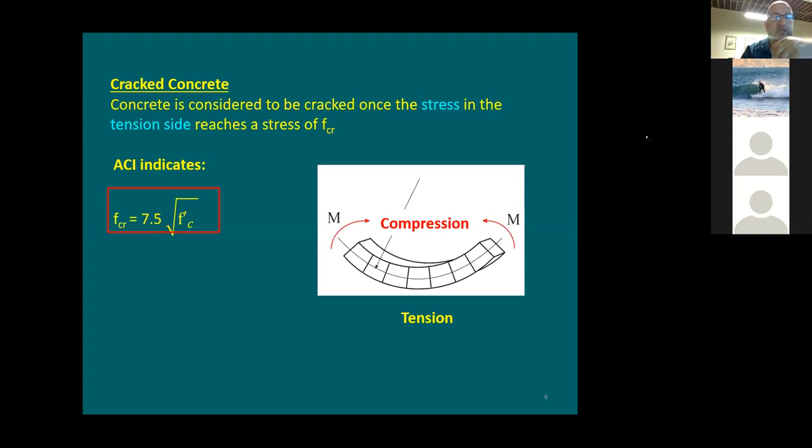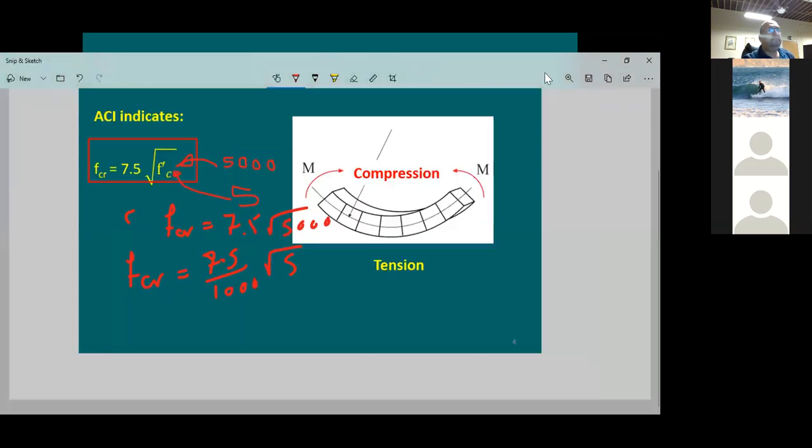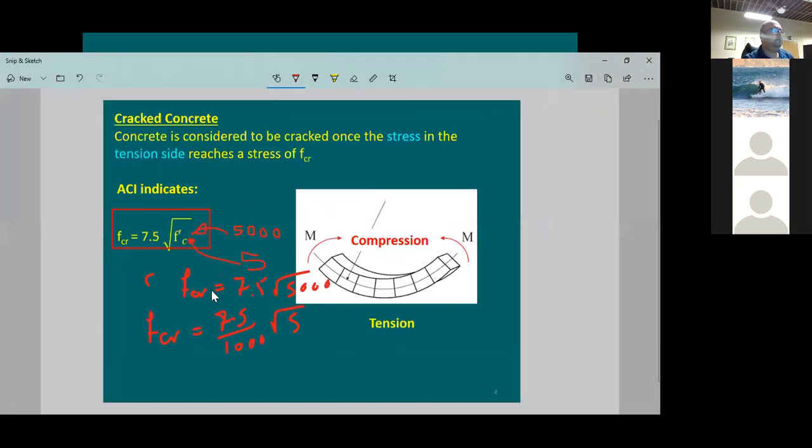Question to you is, which equation is correct, the top or the bottom? The top. Can I use this equation, say 7.5 square root of 5 divided by 1,000? Would you get the same answer? No, you cannot. It would be different. So you've got to be careful here.